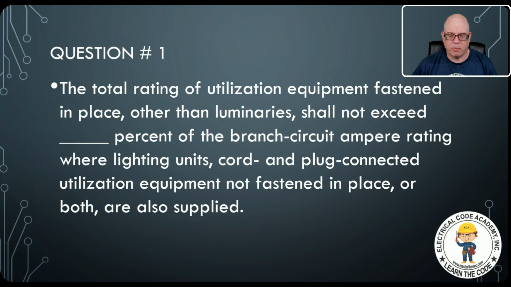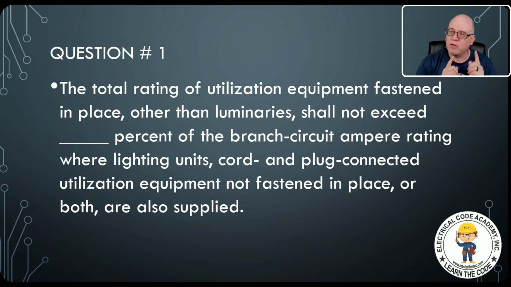All right, the first question that we have says the total rating of utilization equipment fastened in place other than luminaires shall not exceed blank percent of the branch circuit amperage rating where lighting units, cord and plug connected utilization equipment that are not fastened in place, or both of those, are also supplied.